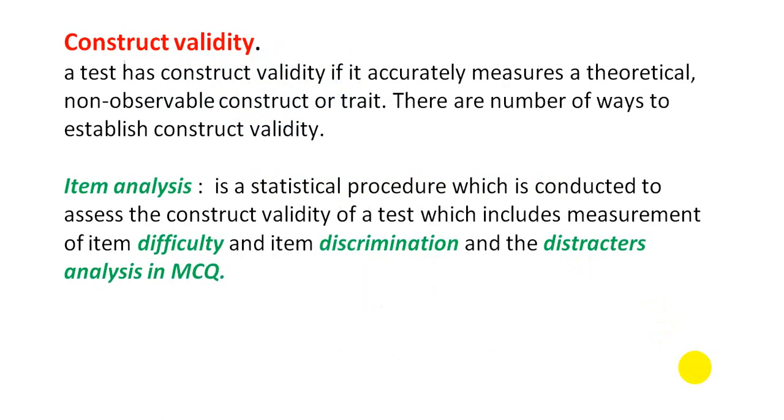Construct validity. A test has construct validity if it accurately measures a theoretical, non-observable construct or trait. There are a number of ways to establish construct validity. One of them is item analysis. Item analysis is a statistical procedure conducted to assess the construct validity of a test, which includes measurement of item difficulty and item discrimination, and the distractors analysis in MCQ.